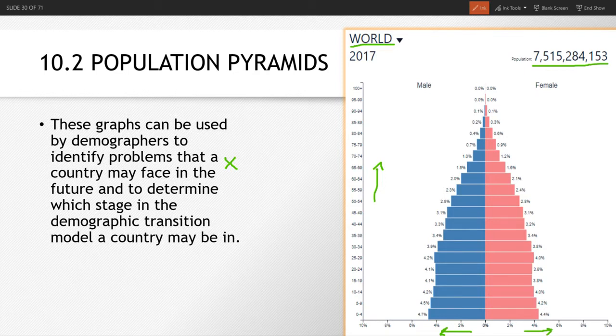So there are a number of different types of population pyramids you can have or shapes which show different characteristics of populations. That's what we'll take a look at now.